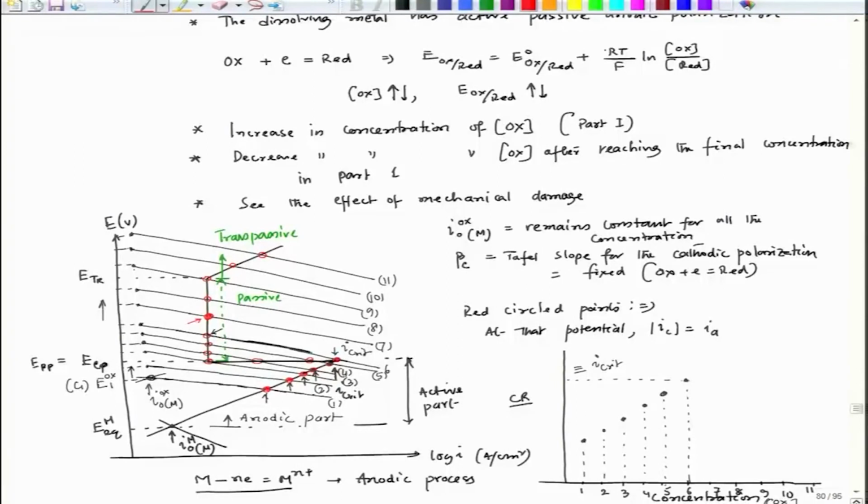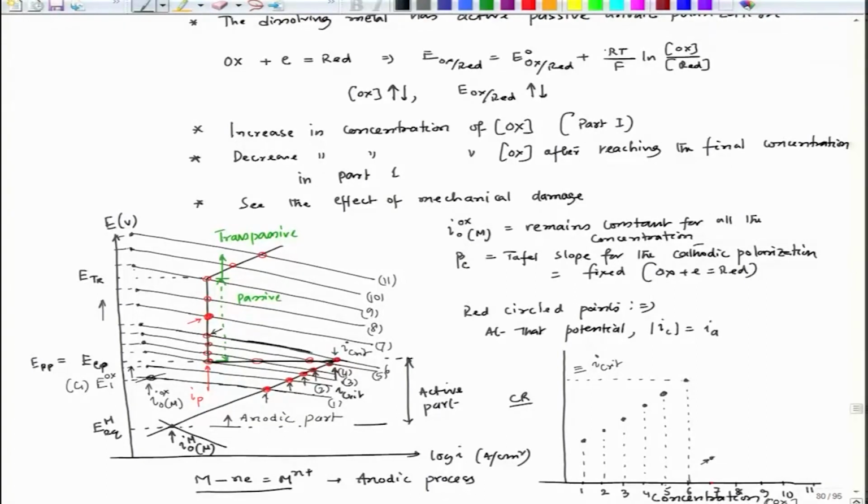Now the corrosion rate suddenly drops, and this drop corresponds to I passive, IP. So, if I see 7, the corrosion rate has moved to IP. If I again start increasing, at this particular location it will achieve stable passivity, because it is cutting across the anodic portion at only one location.